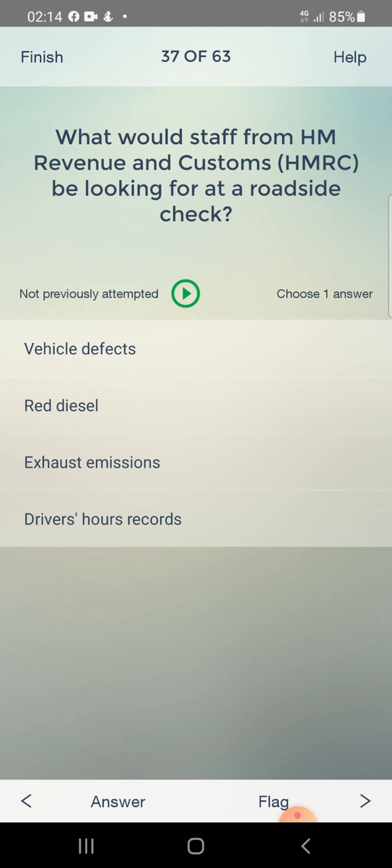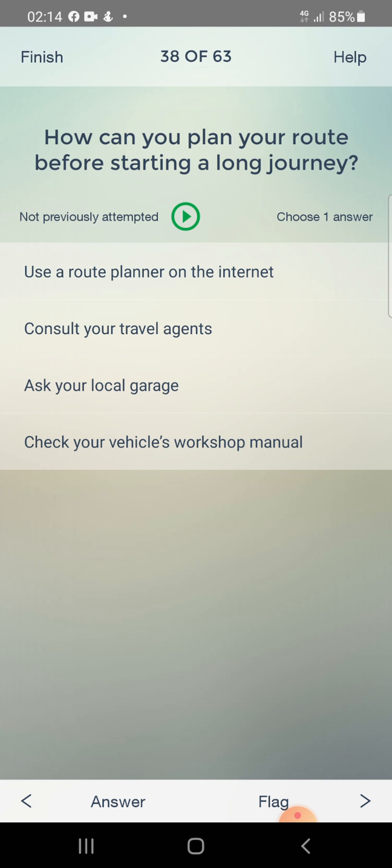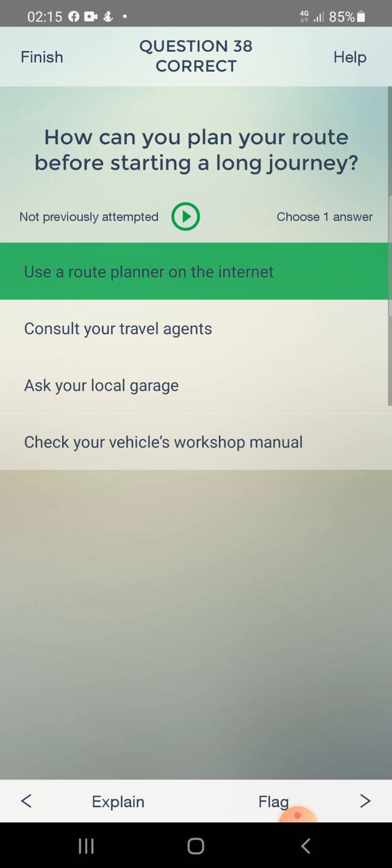What would staff from HM Revenue and Customs be looking for at a roadside check? Vehicle defects, red diesel, exhaust emissions, driver's hours records. Vehicle defects. Nope. So the right answer is red diesel. Okay, red diesel. How can you plan your route before starting a long journey? Use a route planner on the internet, consult your travel agents, ask your local garage, check your vehicle's workshop manual. First one, use a route planner on the internet.